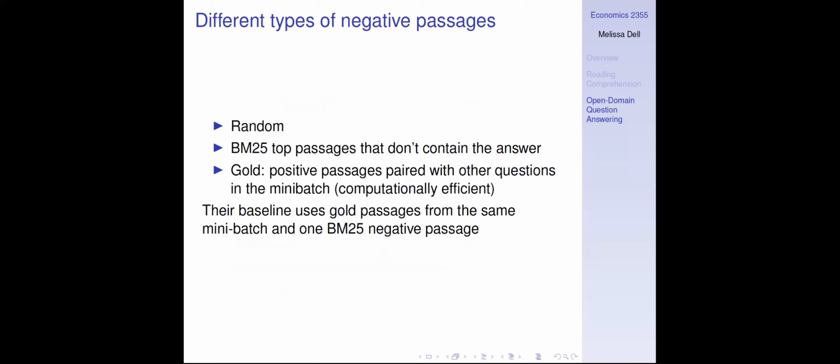So this brings up an important question: how do you choose negative passages? And the paper suggests three methods. You could just select a passage from Wikipedia, since they're training this on Wikipedia, at random. You could use BM25 top passages that don't contain the answer. Essentially you're doing a keyword search and you take the ones that have a lot of that keyword, but they don't have the answer. So that's kind of making it harder for the retriever to distinguish.